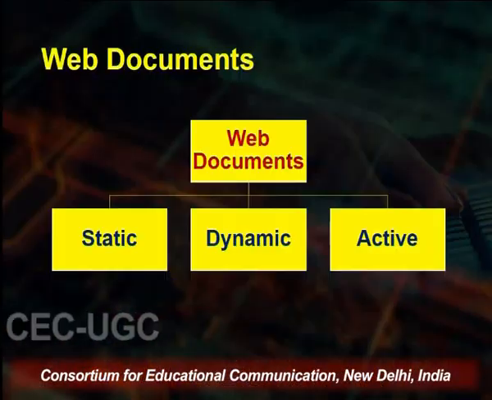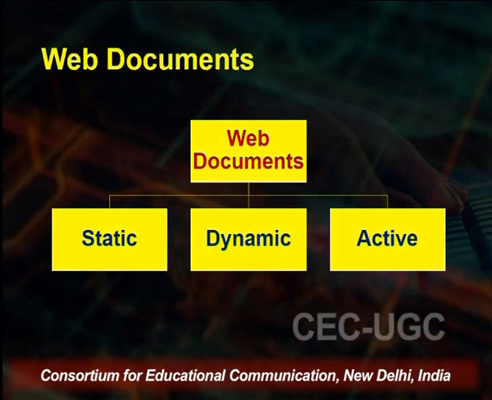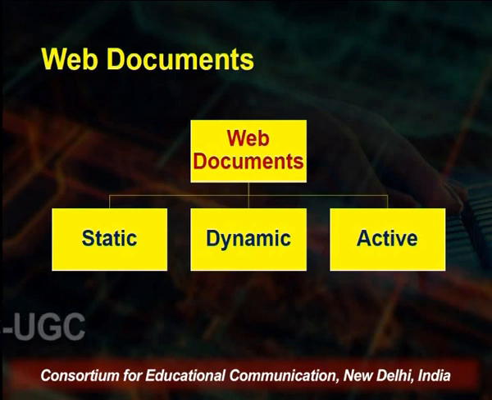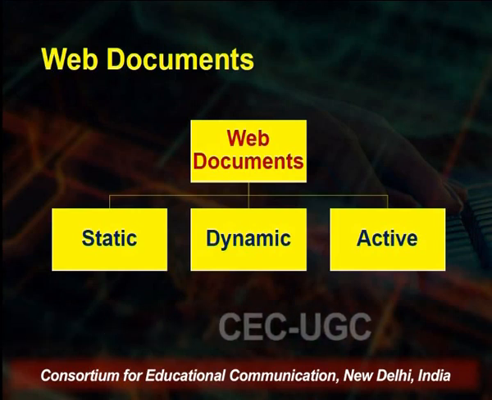Now, web pages or web documents are the same thing. They can be classified into three types basically. We can have static documents, dynamic documents, and active documents. The web pages that we are looking at could be either static, dynamic, or active. So it's important to understand the difference between these three types of web documents.